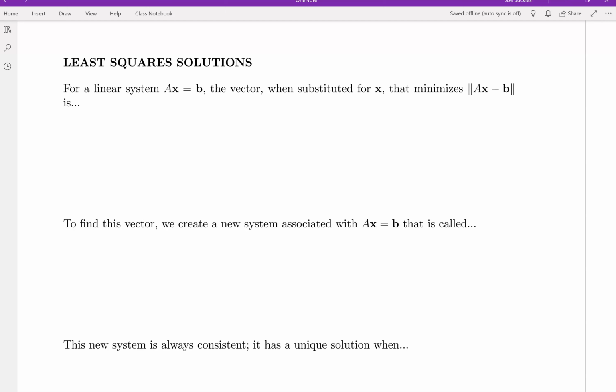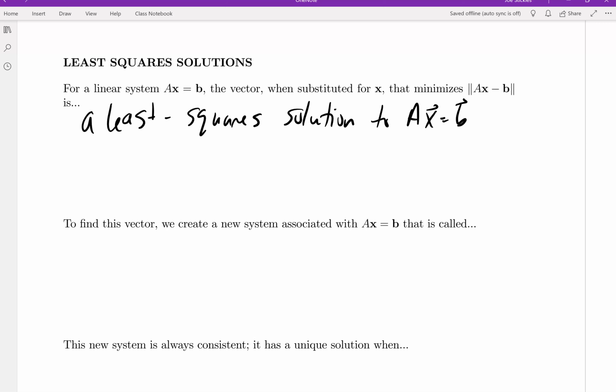So, for a linear system Ax equals b, whenever we find that vector x that minimizes that particular magnitude, that is what we refer to as a least squares solution to the original system. That's what we mean by a least squares solution.